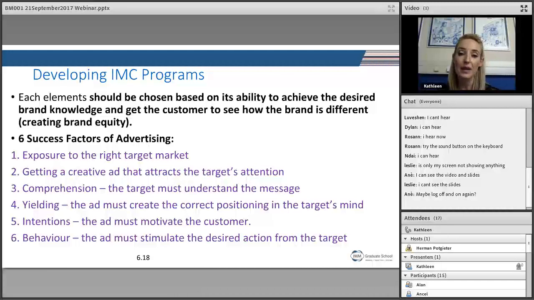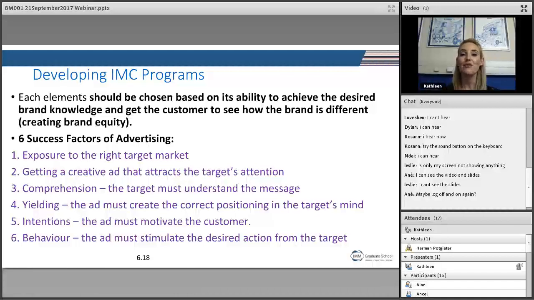Now, each of the elements that we choose should be based on that element's ability to achieve the desired brand knowledge that we looked at in the beginning of this section of your work, and get the customer to see how this brand is different from the other brands in the market. And part of that difference is working towards our brand equity.